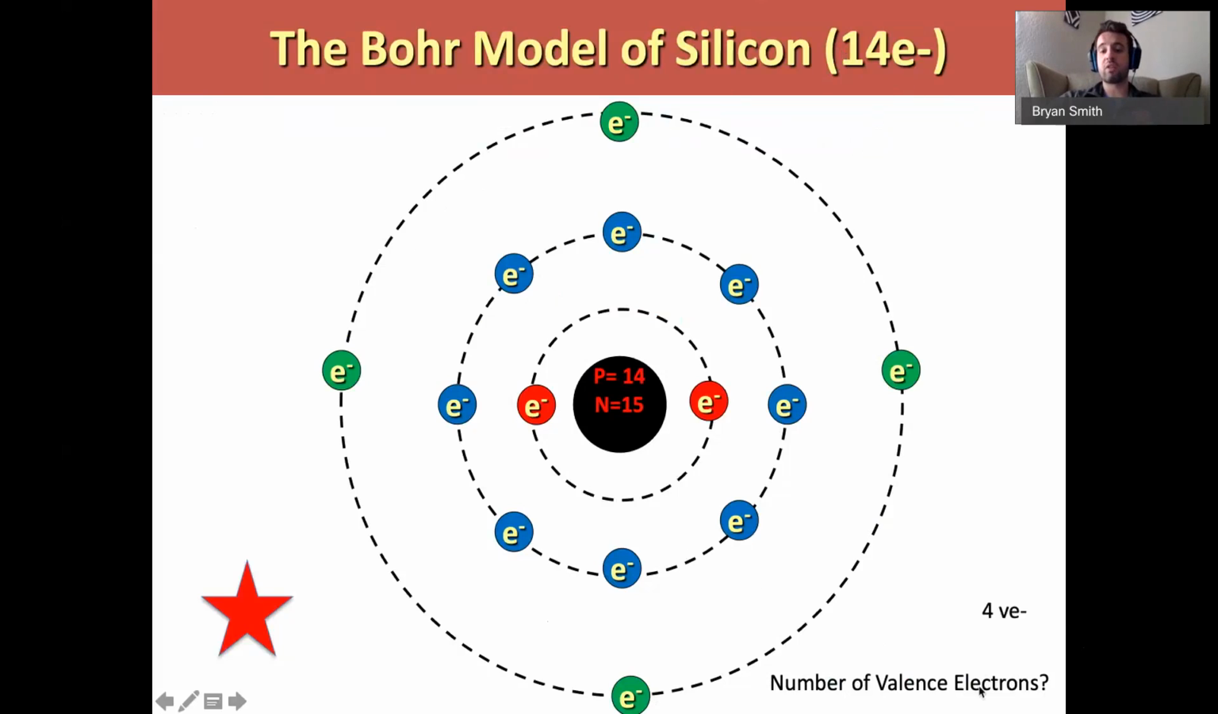The question down here asks, how many valence electrons does silicon have? It has 4, because our third energy level is our outermost, and we have 4 electrons there.